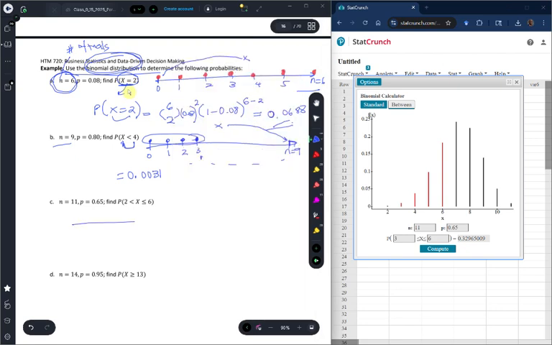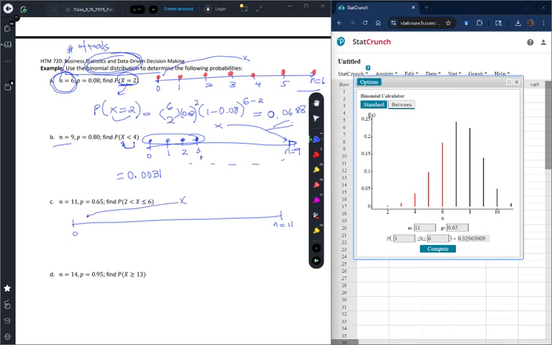Let us see. If our n is 11, my x, the number of successes, can go from as low as 0, 1, 2 to, if I'm having a very good day, for 11 trials, I am making all 11 successes. So it can go as far as 11. Now I'm interested in a couple of things.